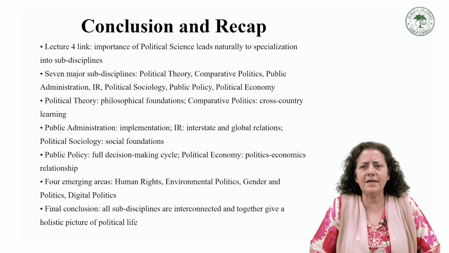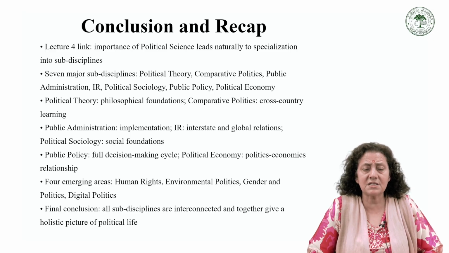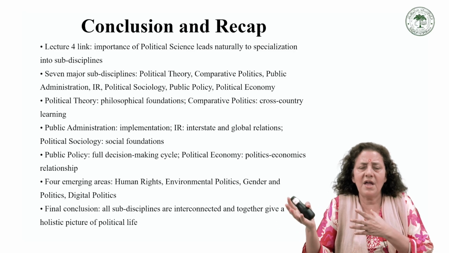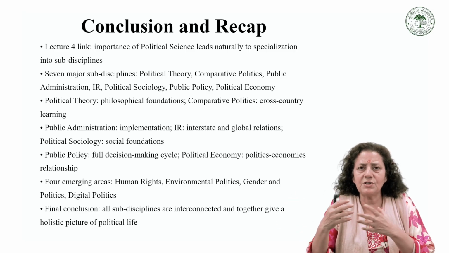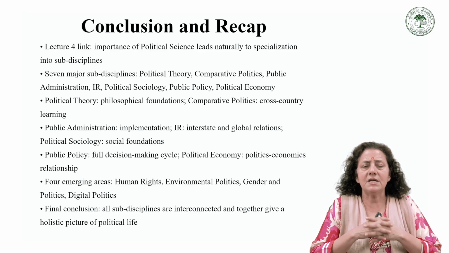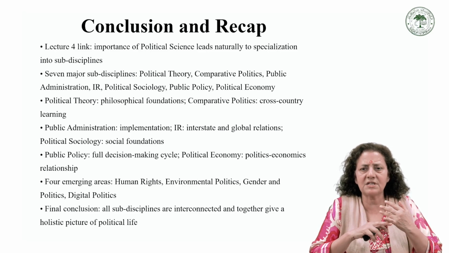Let us consolidate the key ideas. We began by connecting today's lecture to lecture 4, showing the importance of political science and how it leads naturally to its specialization into subdisciplines. We understood what a subdiscipline is and why political science has developed distinctive branches as its scope expanded, from the study of state and government to the behavioral revolution, to the study of institutions, governance, public policies, IR, etc. We studied each of the seven major subdisciplines.